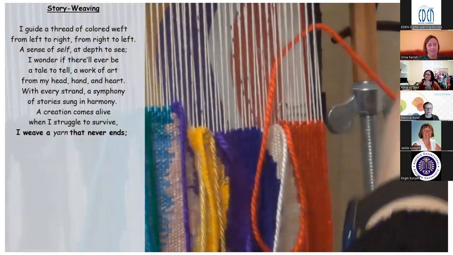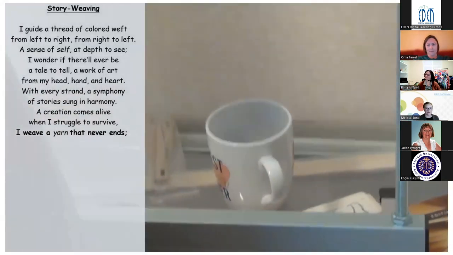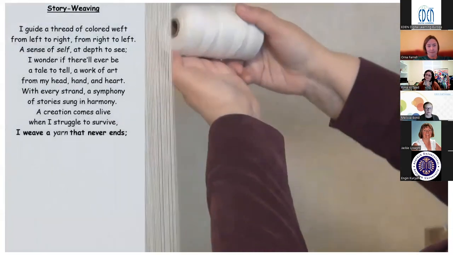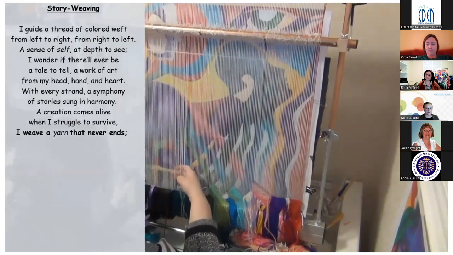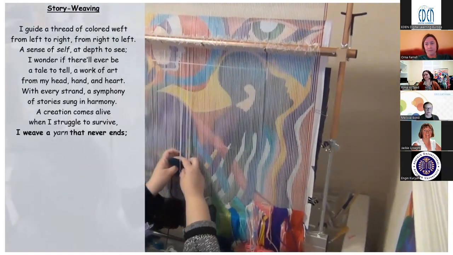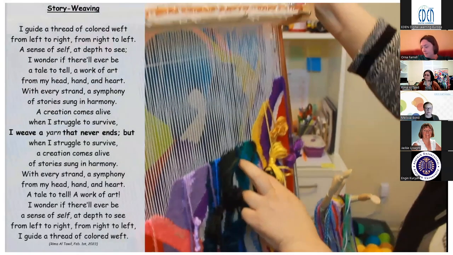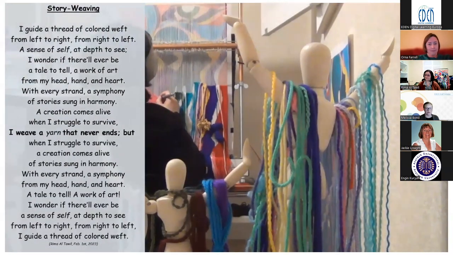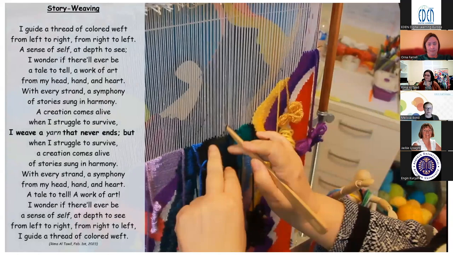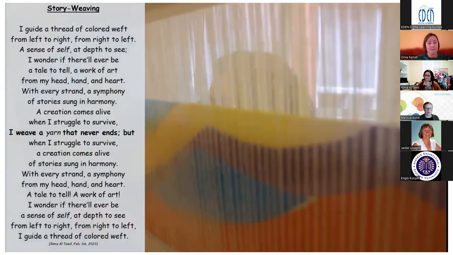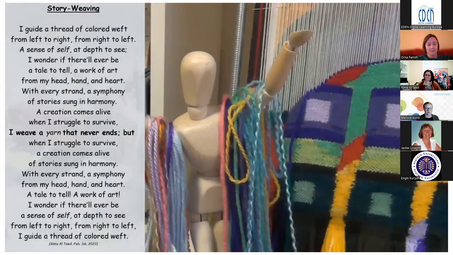A guided thread of colored weft, from left to right, from right to left, a sense of self, a depth to see. I wonder if there'll ever be a tale to tell, a work of art, from my head, hand, and heart. With every strand, a symphony of stories sung in harmony. A creation comes alive. When I struggle to survive, I weave a yarn that never ends. But when I struggle to survive, a creation comes alive of stories sung in harmony. With every strand, a symphony from my head, hand, and heart, a tale to tell, a work of art. I wonder if there'll ever be a sense of self, a depth to see, from left to right, from right to left, I guide a thread of colored weft.